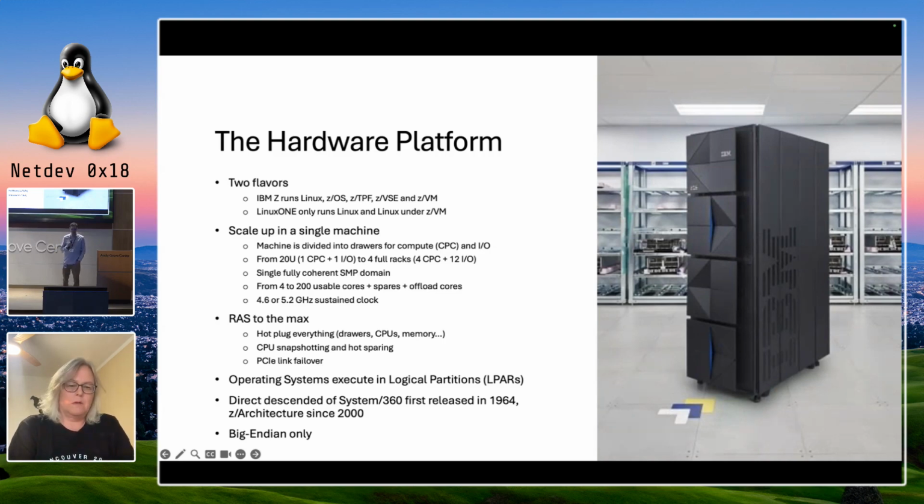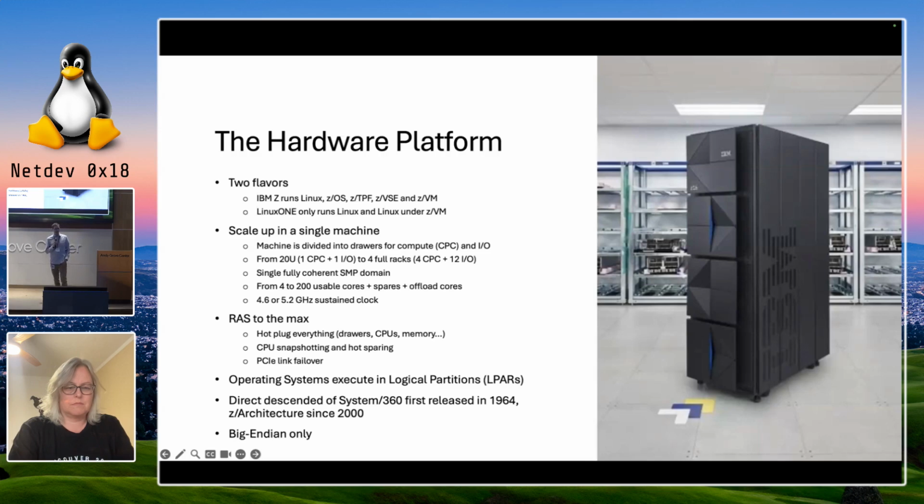And then you can go from one compute drawer plus one I/O drawer, which fits in 20U, to 4 full-size 19-inch racks. So that's 4 compute drawers and 12 I/O drawers, and across all 4 compute drawers there's still one SMP domain. So if you want, you can put one Linux on it that sees all the CPUs and spreads across all 4 drawers. You can get from 4 cores to 200 cores. These are the usable cores. There are a few more because we have spares, and we have special offload cores used for different functionality.